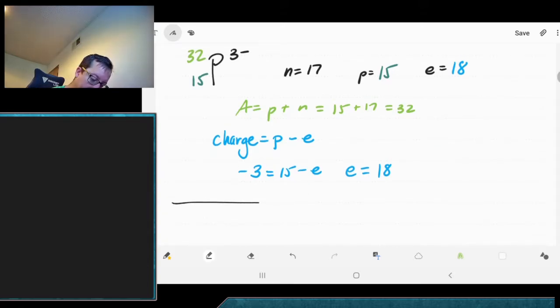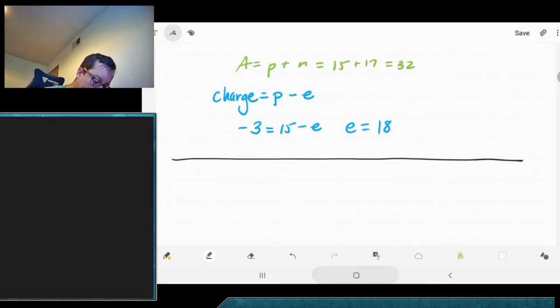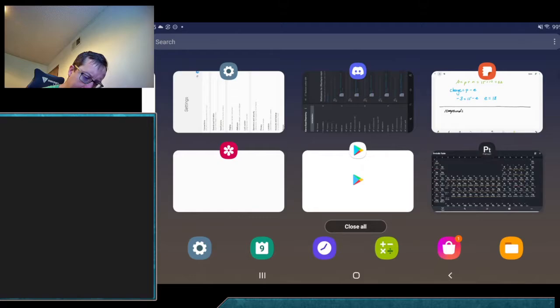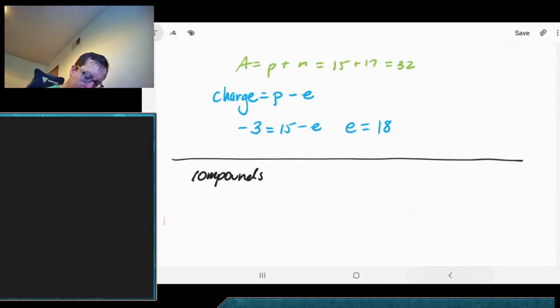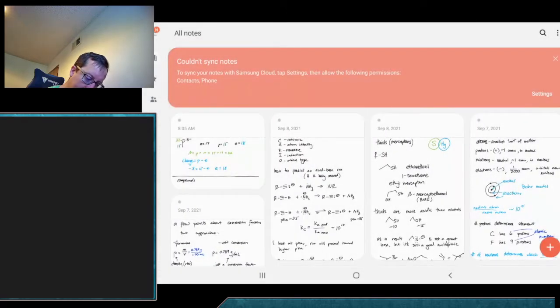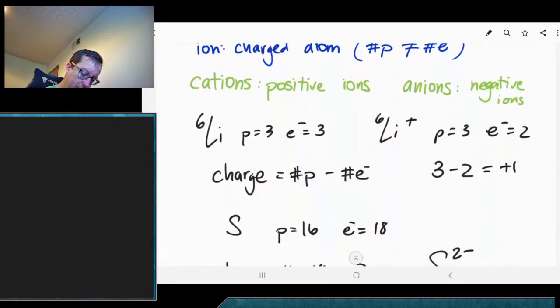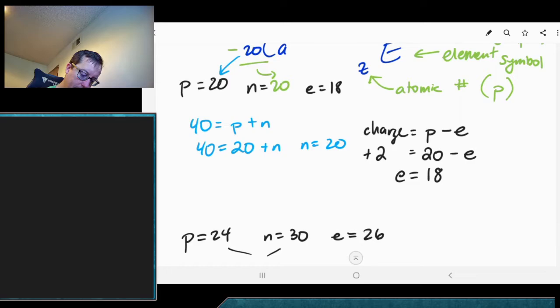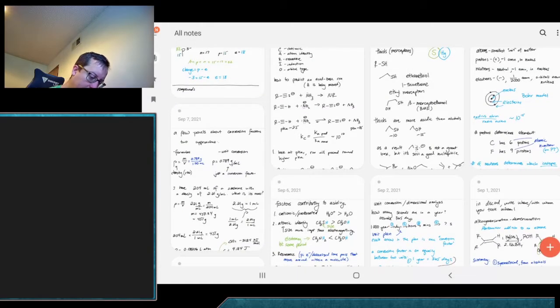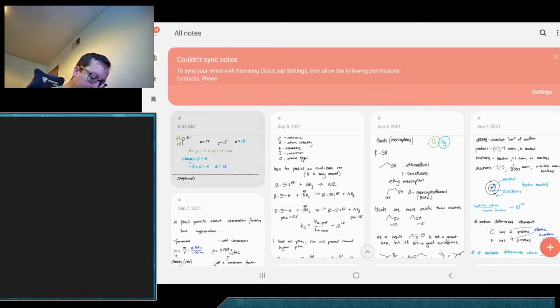So let's talk about compounds a bit. Did we talk about compounds actually at all last time? Let's find out real quick. I'll save this for now. Let's hop back to last time. I just see single elements here. Cool. Okay. Just single elements. Great. So we'll talk about compounds then.